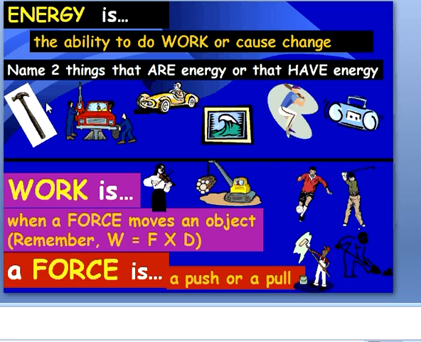Now, take a look at these pictures that are right here. And before we go on, see if you can think of any that, right off the top of your head, represent energy, that they either are energy or they have energy. Would you say a hammer does? Would you say a moving wave does? Would you say that a baseball player posed ready to hit the ball? Does he have energy? Is he representing a type of energy?